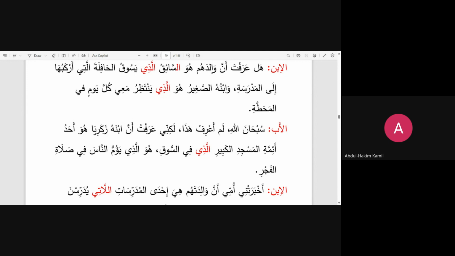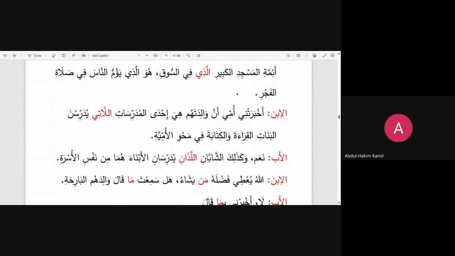The Prophet said, taqaddamu, wattammu bi, meaning make me your imam, follow me. What does this mean? Huwa alladhi ya'ummu an-nasi, the one who leads the people, fi salat al-fajr. I mean, he's the imam, he leads the salah, he leads the people, in the Fajr prayer. How are we doing? Everything is clear. Our lesson is in Alladhi wa Allati. Stay focused. Let's continue.